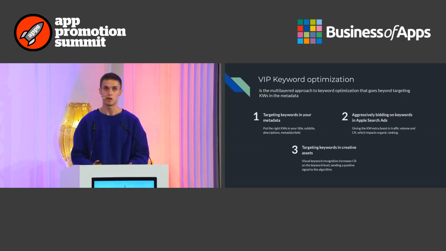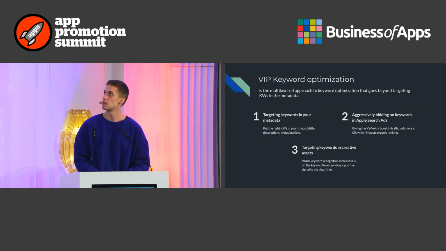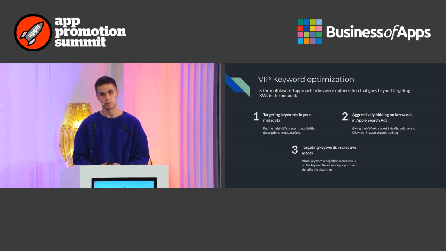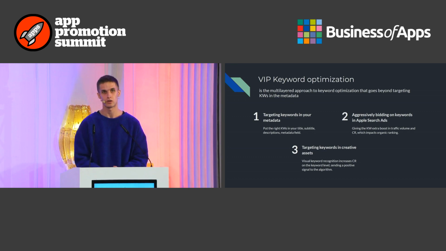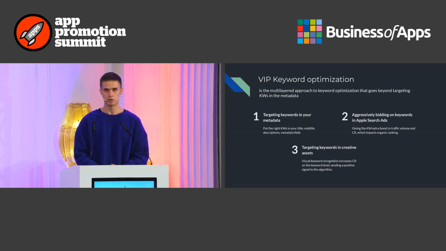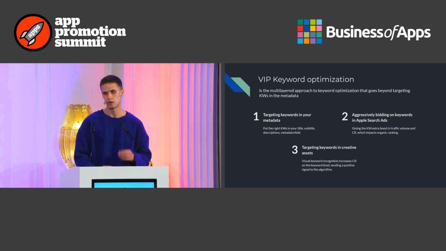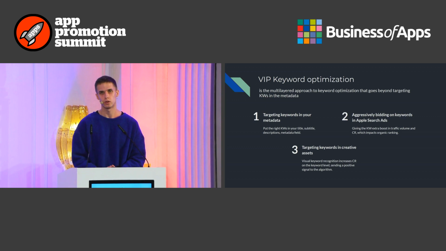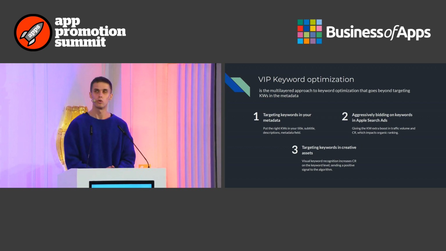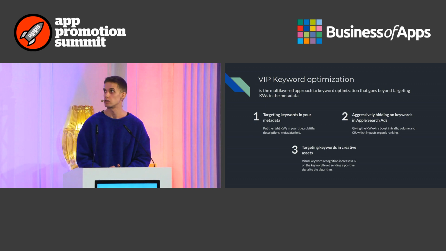Instead, what you can try is VIP keyword optimization, which is a multi-layered approach to optimizing your metadata. That goes beyond just targeting keywords in your title, subtitle, and keyword field, which you still need to do, but that's just step one. Step two would be bidding on those keywords in Apple Search Ads. What I've seen is that for relevant keywords, you might actually increase ranking from like top 50 to top 20, top 15, which is a really good result. And then step three, targeting those same keywords within your creative assets to kickstart that visual keyword recognition flywheel.